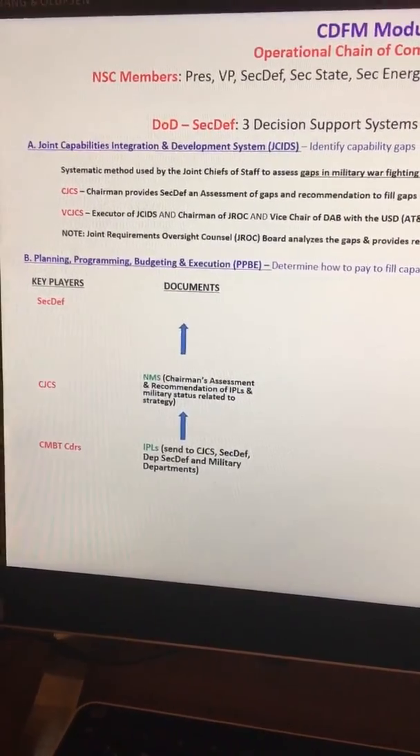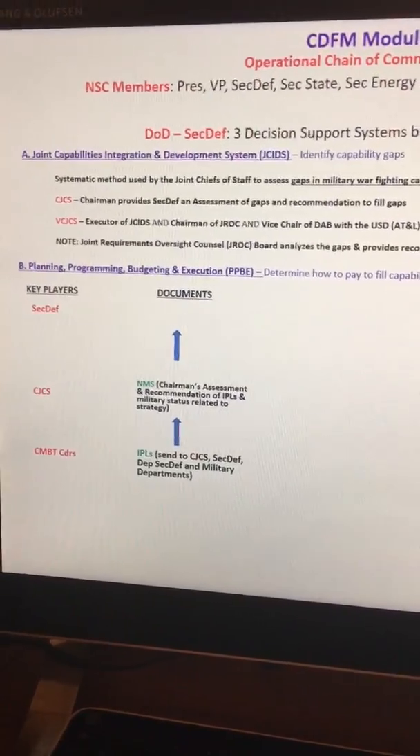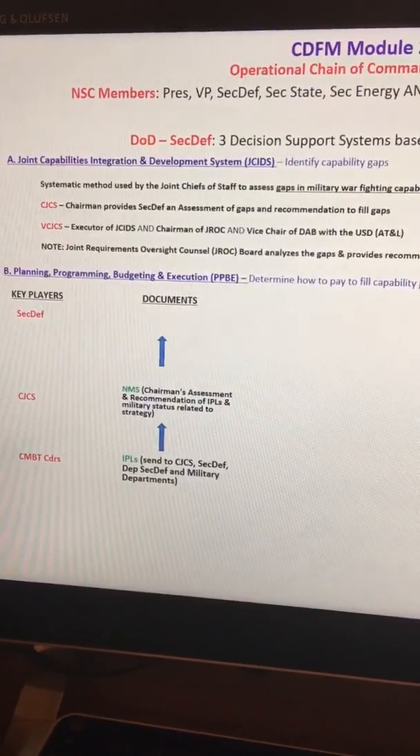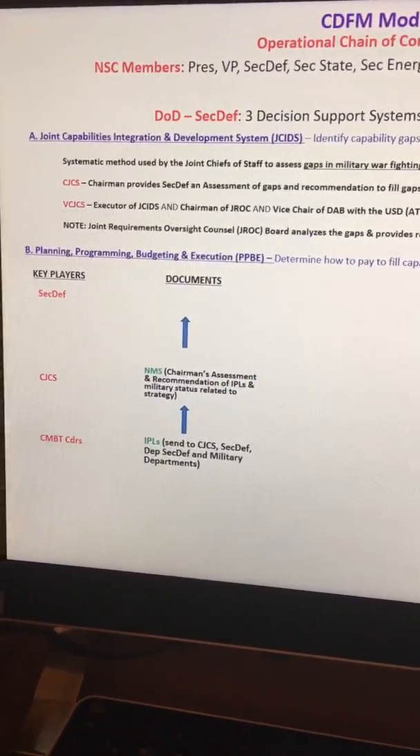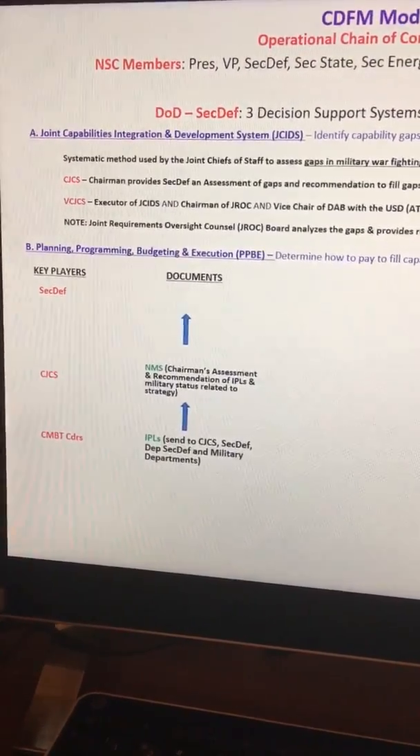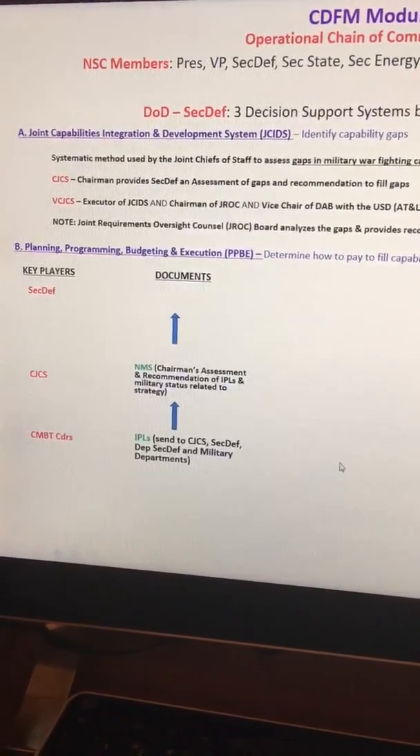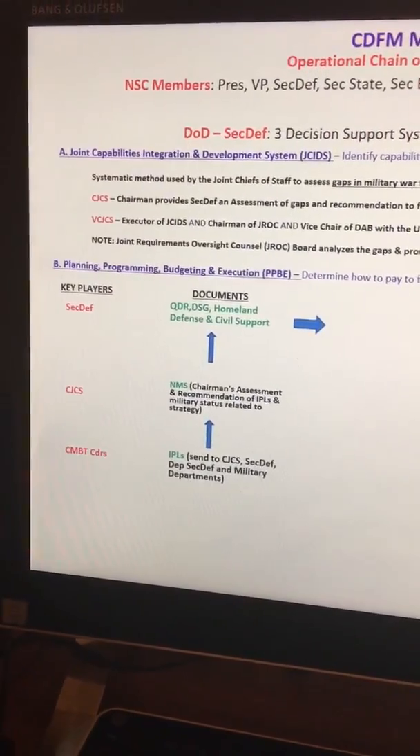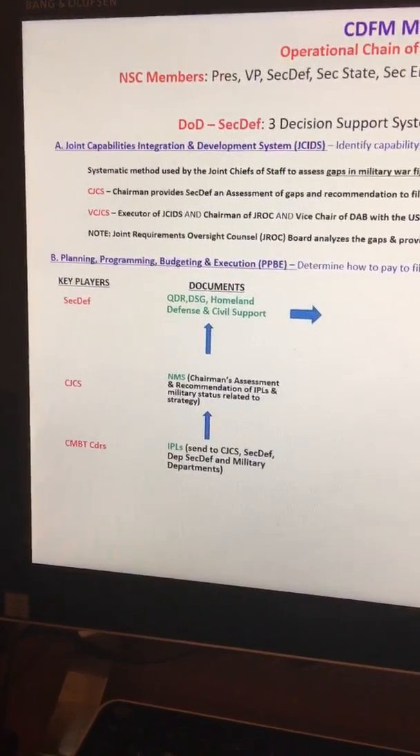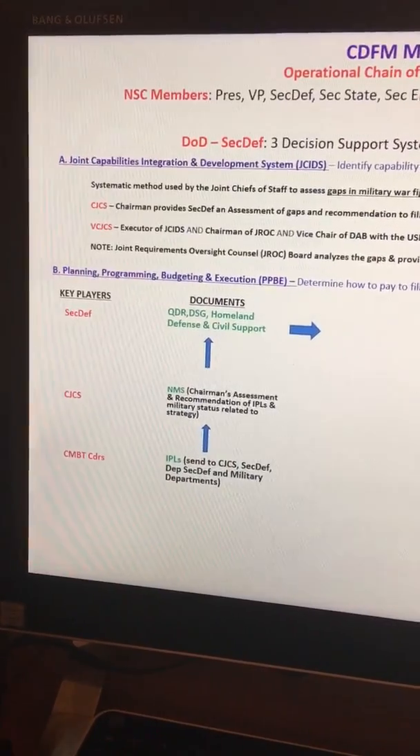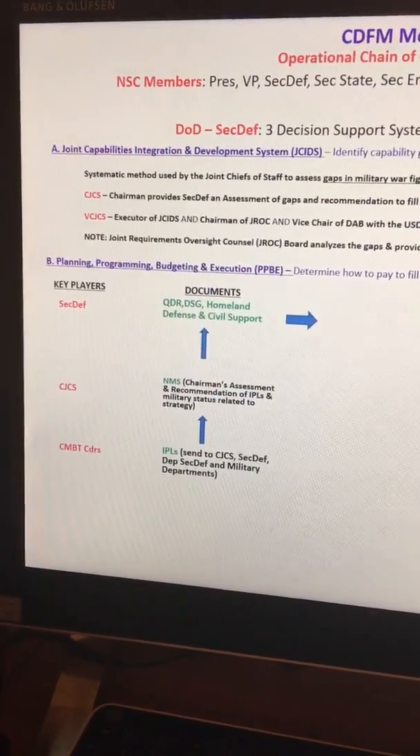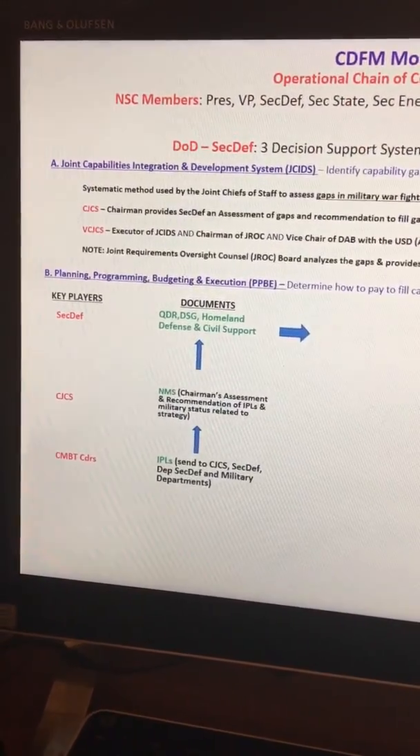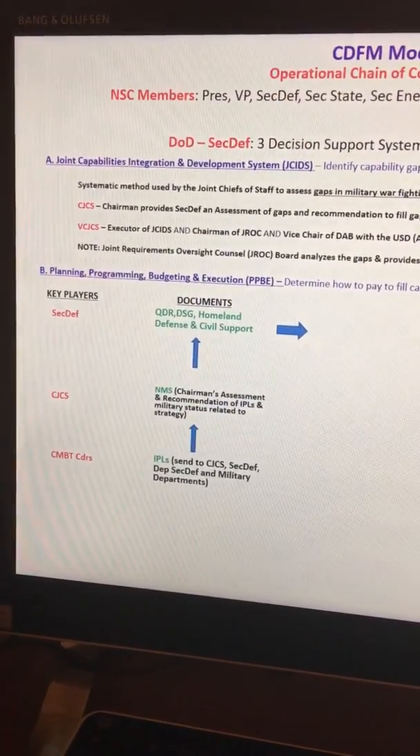The chairman of the Joint Chiefs of Staff is the author of the National Military Strategy. So your top military advisor is the author of your National Military Strategy. He submits his assessment and recommendation to the Secretary of Defense. The Secretary of Defense will then take the information submitted from the chairman of the Joint Chiefs of Staff and the combatant commanders, and he will develop his quadrennial report, strategic guidance, homeland defense, and civil support.